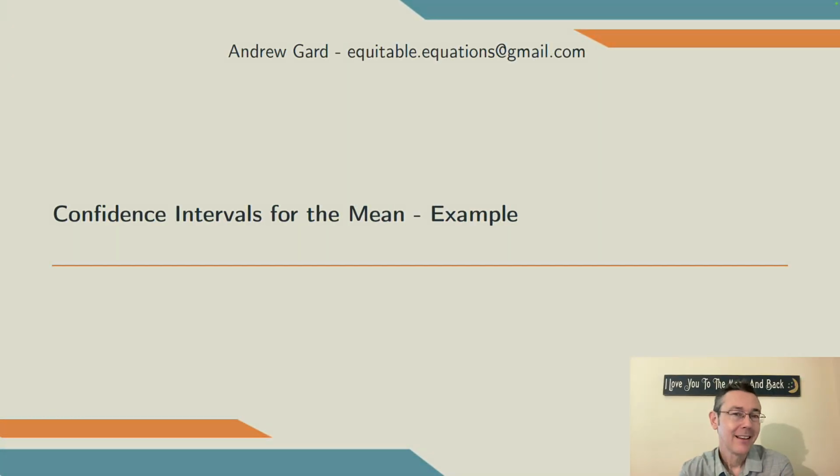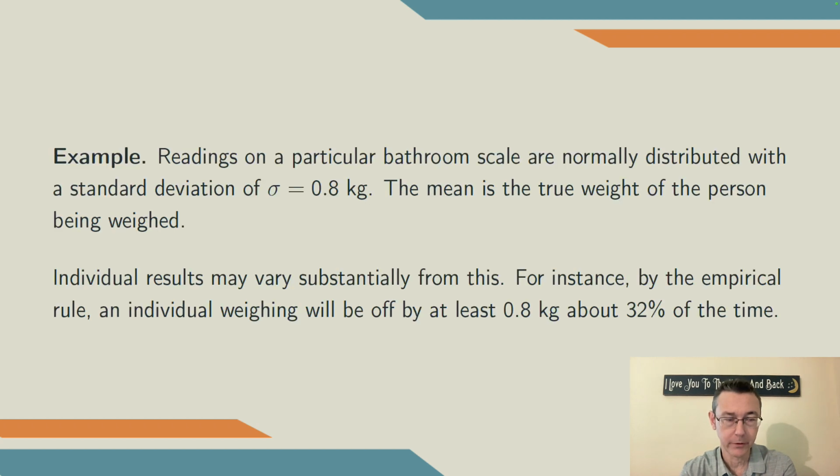Hey everybody. Today we're doing an example computing a confidence interval for the mean in a situation where the population standard deviation sigma is known to us. Suppose we have a bathroom scale and readings on it are going to be normally distributed with mean equal to the true weight of the person being weighed and standard deviation of 0.8 kilograms.